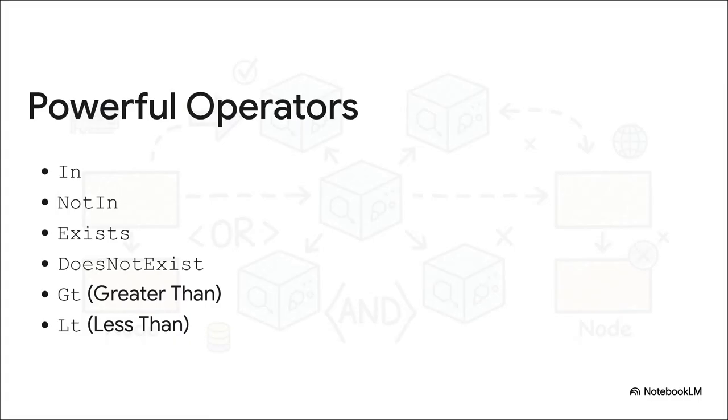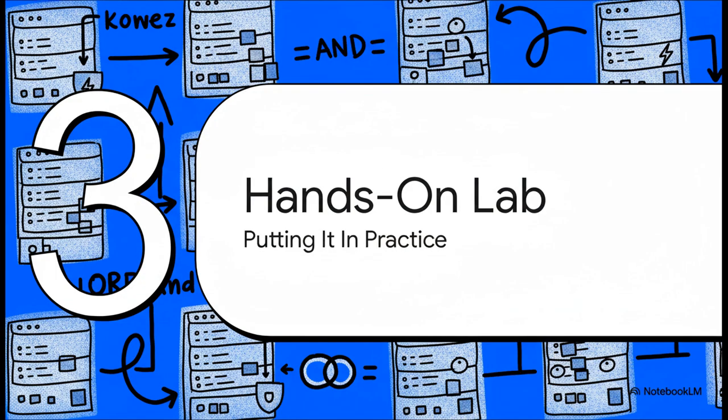And this is where the magic really happens. This structure isn't just about equals. You get this whole toolbox of operators. You can check if a label's value is in a list of possibilities or not in a list. You can check if a label simply exists at all, or even do greater than or less than comparisons. This is what makes node affinity a true rule engine. All right, enough theory. Theory is great, but the best way to really let this sink in is to see it in action.